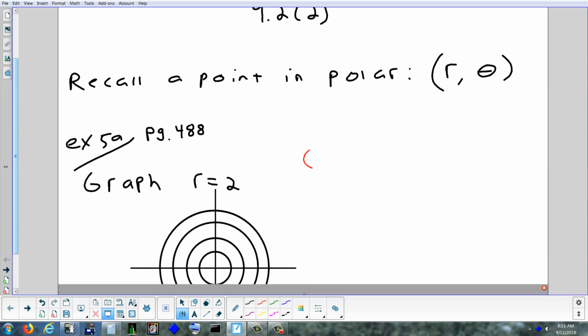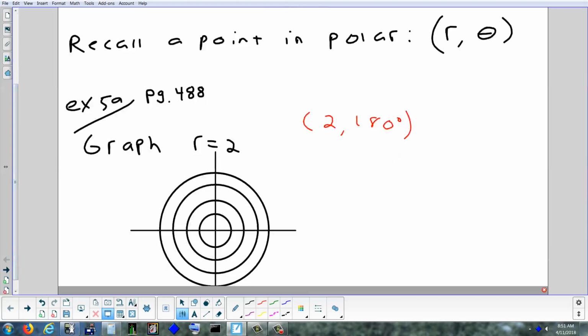So could somebody give me a coordinate where r is 2? Yeah? 2, 180 degrees. And I'll graph that. So I would go to the second ring, 180 degrees, counterclockwise. There's one point on our graph, r equals 2. Could someone give me a different coordinate that would be on this graph? Jay?